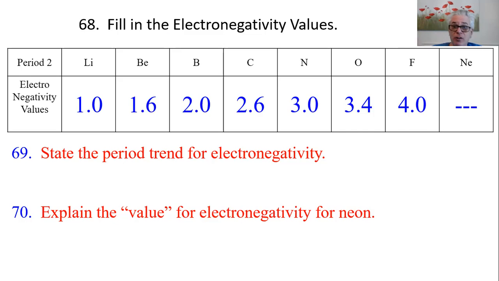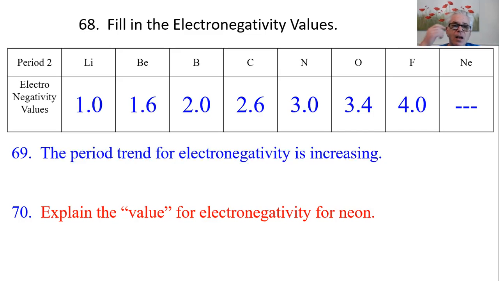What the heck's going on? I got a whole bunch of things going on. Surely the numbers are increasing going across the period. But what about neon? We're going to get to that in a second. The period trend for electronegativity is obviously increasing. The numbers get bigger and bigger and bigger. And that's the case for every single period. But what's up with neon? Neon has a dash.